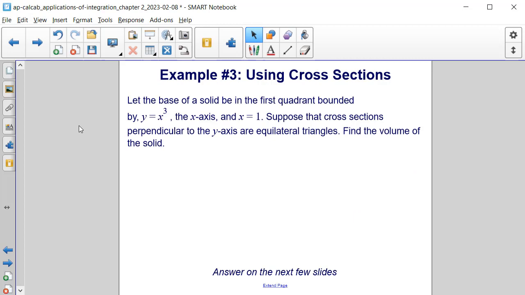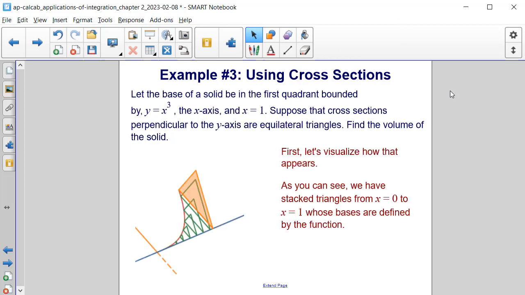Here's another example on using cross-sections. Let the base of a solid be in the first quadrant, bounded by y equals x to the 3rd power, the x-axis, and the line x equals 1. Suppose that cross-sections perpendicular to the y-axis are equilateral triangles. Find the volume of the solid. First, let's try to visualize how that appears.